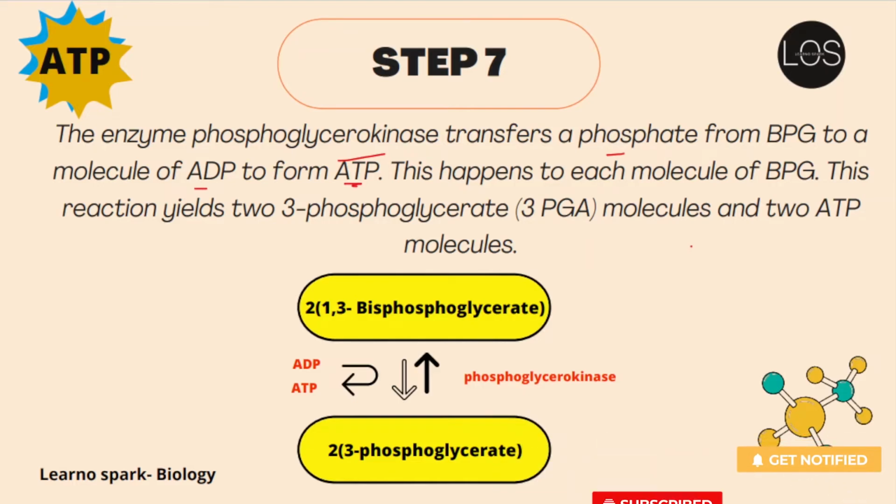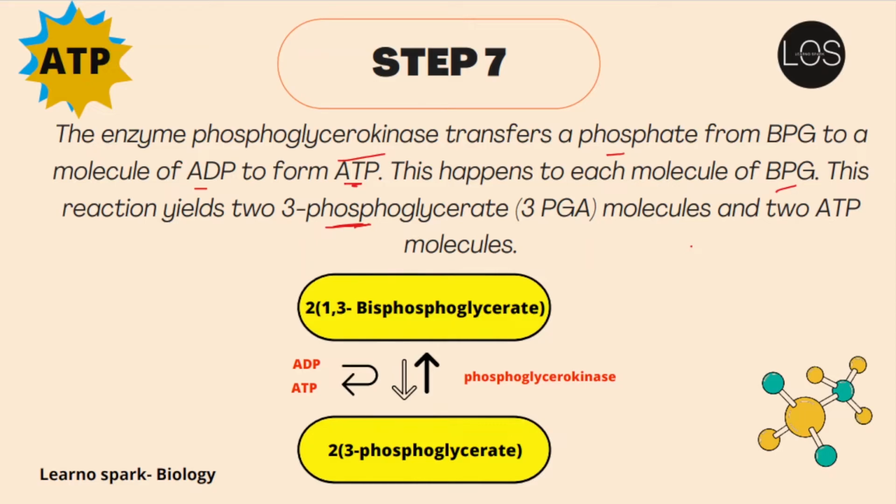In this process, ATP is being produced. This happens to each molecule of 1,3-bisphosphoglycerate. As we were having 2 molecules of 1,3-bisphosphoglycerate, so this will happen to each molecule of 1,3-bisphosphoglycerate, and 2 molecules of ATP will be produced by the end of this step. This reaction yields 3-phosphoglycerate and 2 molecules of ATP.